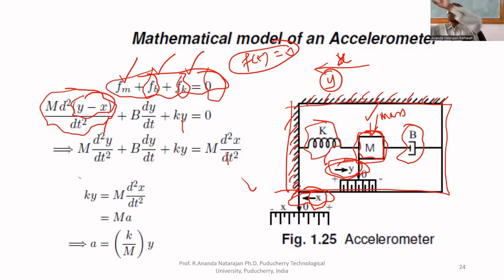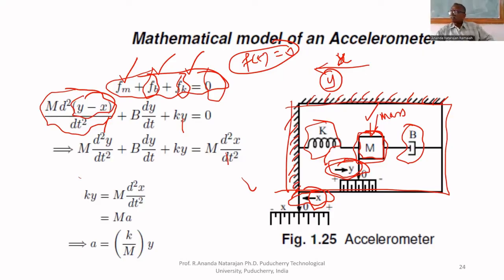Here the mass is moved from this point to this point. The entire box is moved. We should not say mass. The entire box is moved from this point to this point, say x. In that, the mass came a little bit to this side because of acceleration. That is y.